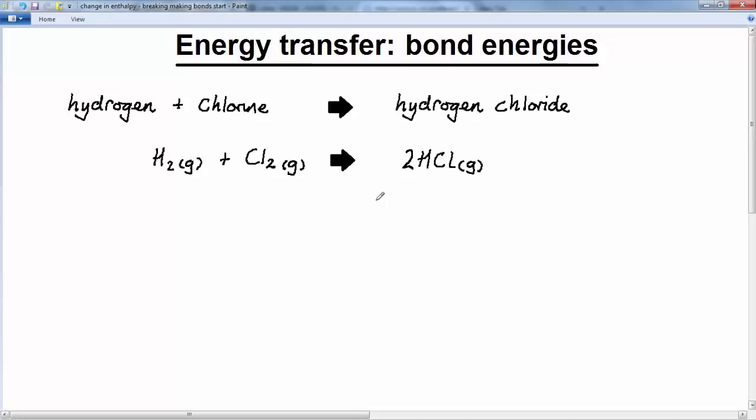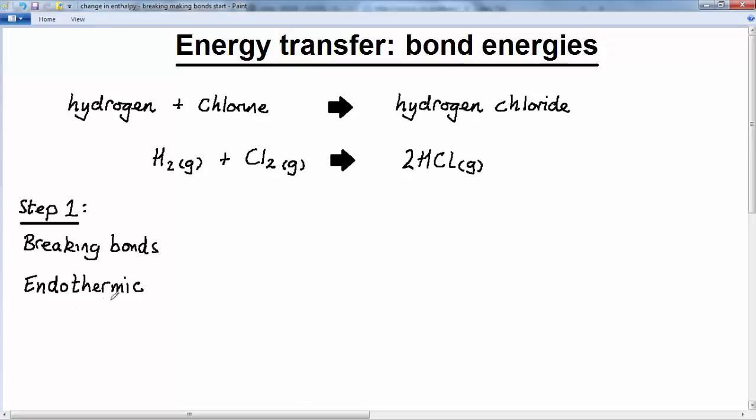So what happens in terms of the chemical bonds in order for this reaction to take place? Well, we can divide this into 2 steps. In the first step, the covalent bond of the hydrogen molecule and the covalent bond of the chlorine molecule have to be broken. And breaking bonds requires energy, so energy needs to be absorbed in order to do that. So this process of breaking bonds is an endothermic process, it's an endothermic change. Okay, so we've got the breaking of bonds and endothermic change.